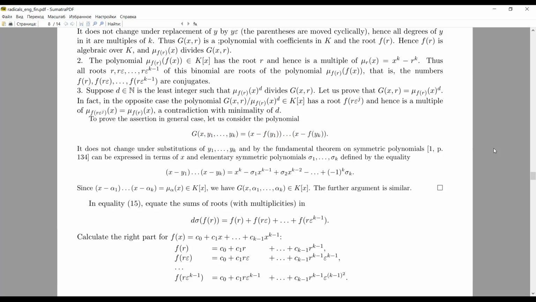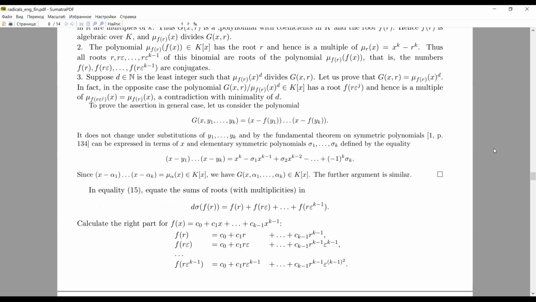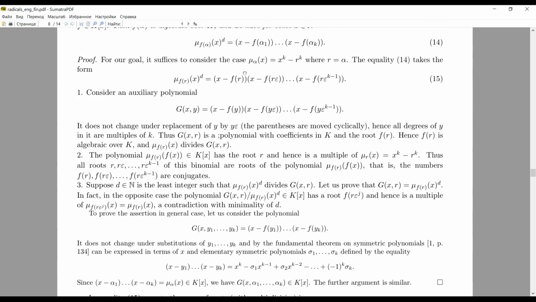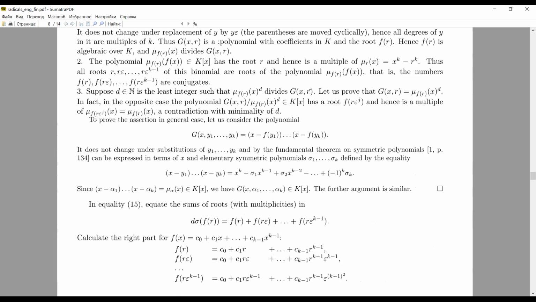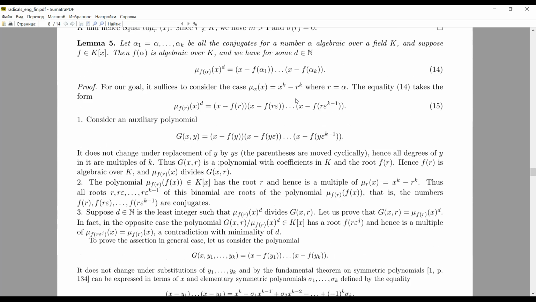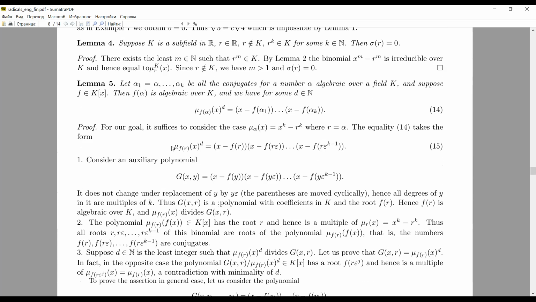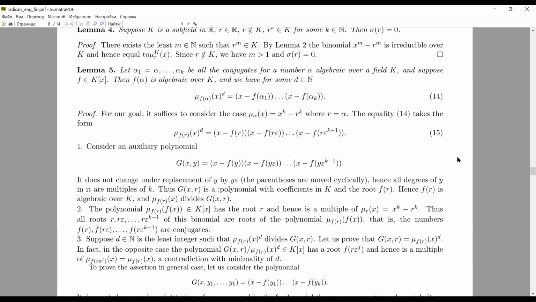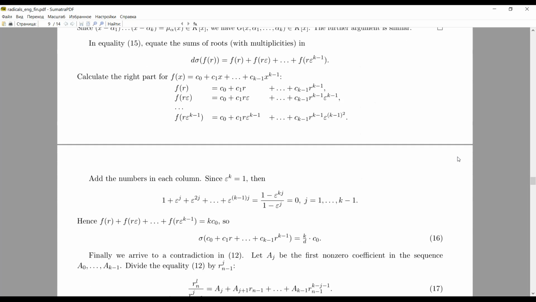Okay, now we continue. Consider this equality 15. Please scroll up. Yes, this one, and we equate the sums of roots of the left hand side and the right hand side. So scroll down. Yes, here, the comparison of sums of roots.